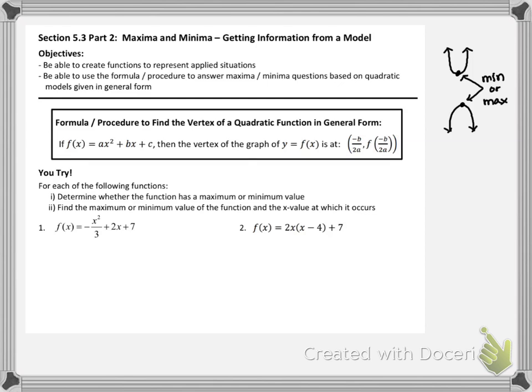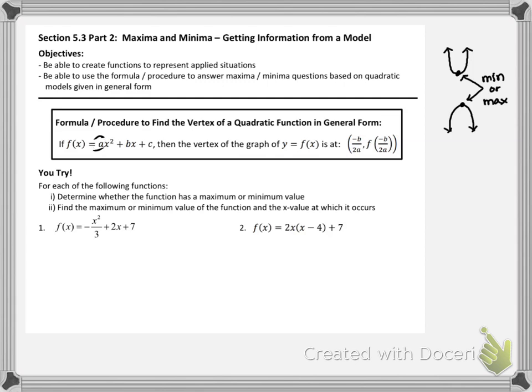And the process is going to be the same regardless of if we're finding the maximum or the minimum, because we're really just finding the vertex of the parabola. What's going to determine if that vertex is a maximum or a minimum is a, right? Remember, if a is positive, it opens up, and if a is negative, it opens down. So if it opens up, the vertex is going to be a minimum. It's going to be the lowest point. And if it opens down, then it's going to be the highest point.